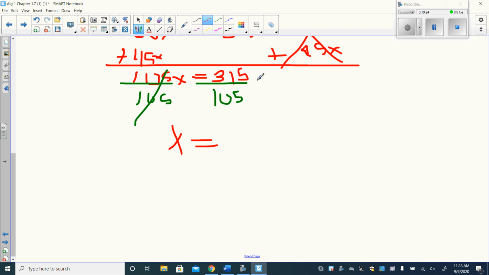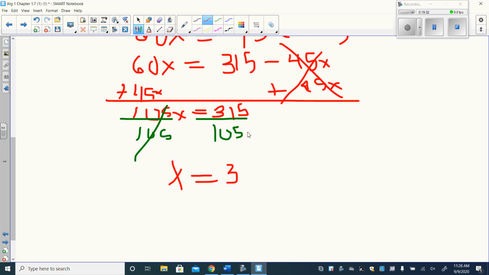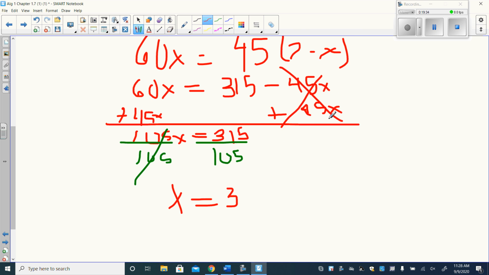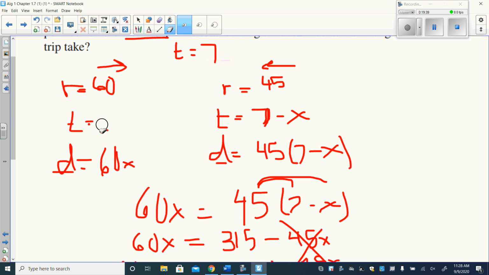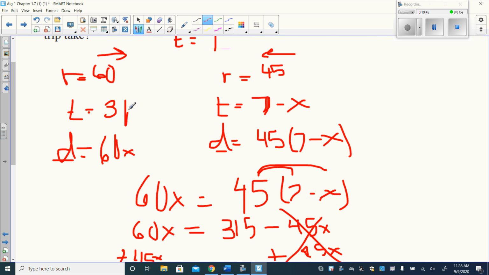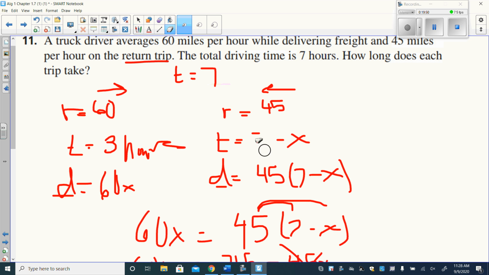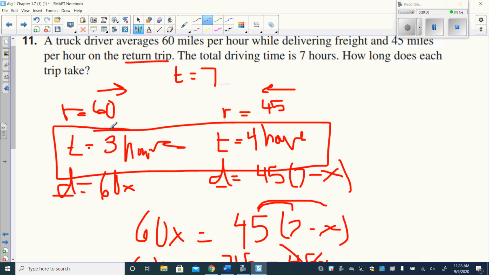At this point, we can type in 315 divided by 105, and we find out the value of x is 3. So we solved for the value of x, and it's 3. That means the time it took to get to the destination when he's driving 60 miles an hour was 3 hours. Now to find the time it took to come back, we could do 7 minus 3, which would give us 4 hours. So 3 hours to get there and 4 hours to come back.